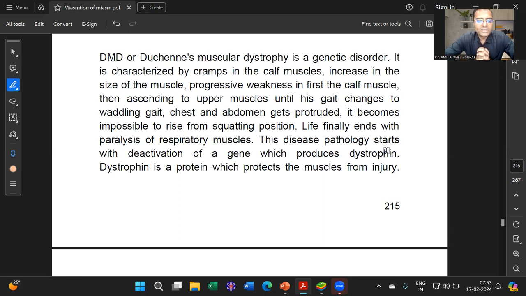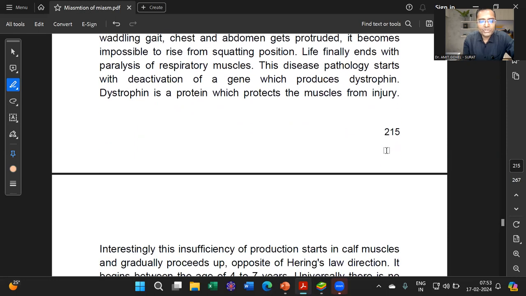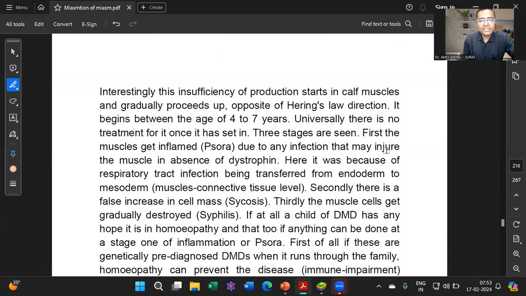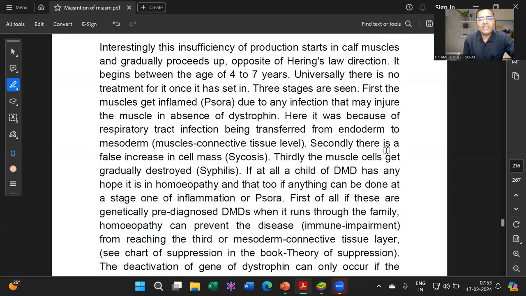This disease pathology starts with the deactivation of the gene which produces dystrophin. Dystrophin is a protein which protects the muscles from injury. Interestingly, this insufficiency of production starts in the calf muscles and gradually proceeds upward, opposite to Hering's law of direction. It begins between the age of 4 to 7 years. Universally, there is no treatment for it.